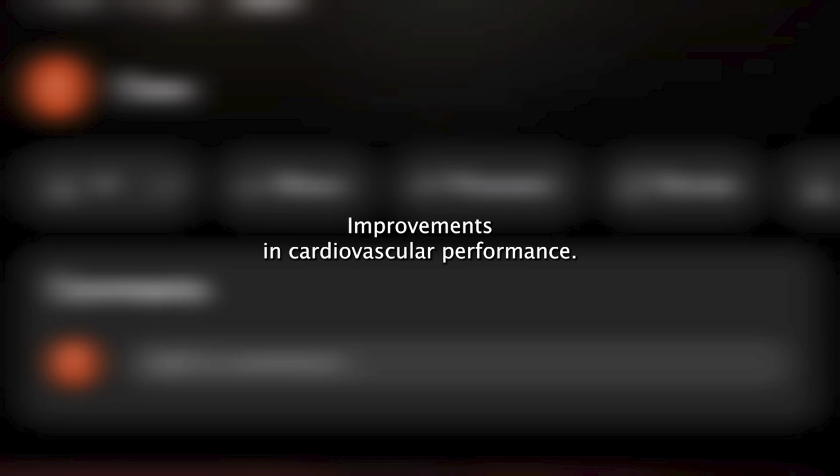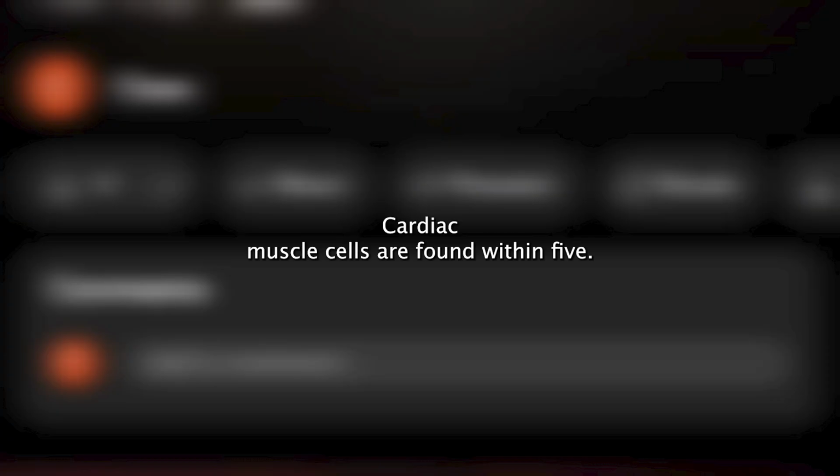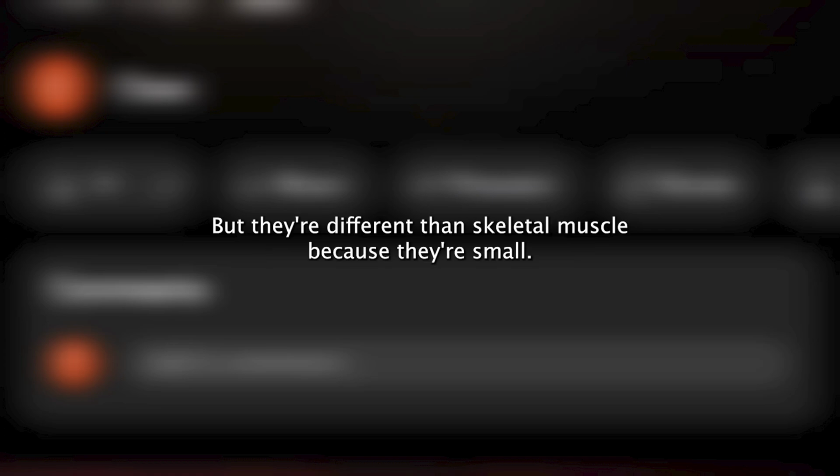The effects of training, improvements in aerobic endurance result from alterations in the characteristics of muscle fibers, improvements in cardiovascular performance. Cardiac muscle tissue, cardiac muscle cells are found only in the heart. They have excitable membranes. They're also striated, just like skeletal muscle cells, but they're different than skeletal muscle because they're small. They're not 30 centimeters long. They're typically branched with a single nucleus, not multinucleated.